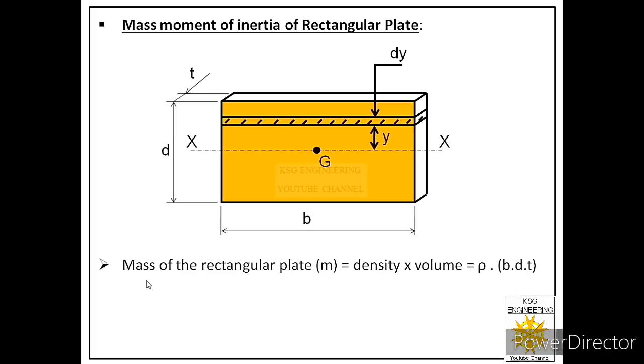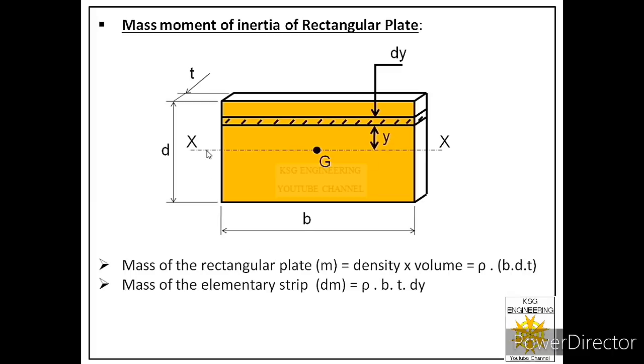Now after that we will find the mass of the rectangular plate, m. It is given by density into volume, that we know. So rho is the density, and the volume of this plate is length into width into thickness, so it will be b d t. That is why we have written here rho dot b dot d dot t. So this is the mass of this rectangular plate. So the first step is to find the mass of the rectangular plate.